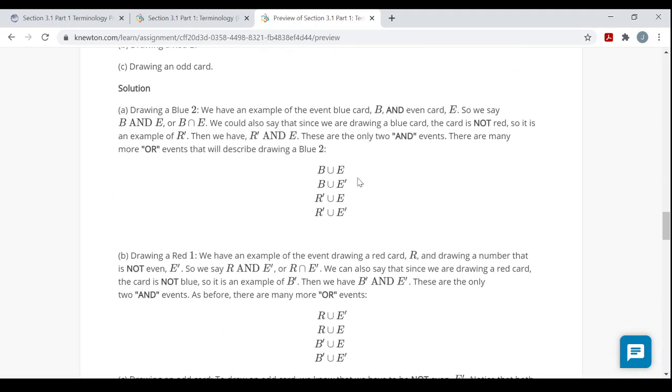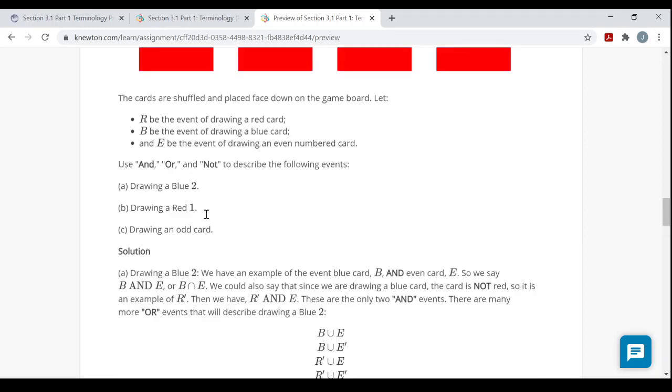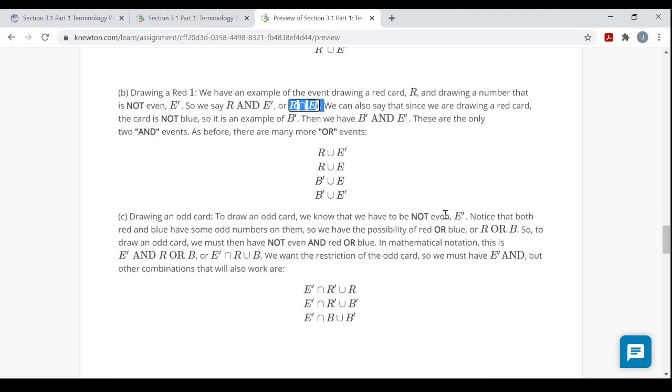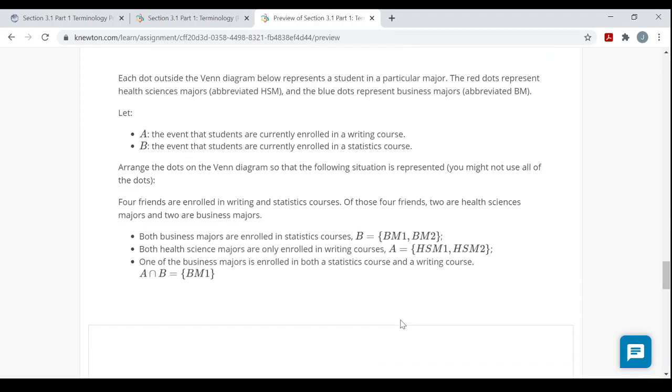Now again, there are multiple ways you can express the same thing, but blue and even, R and not E. So there it is, R and not E for part B. Part C, drawing an odd card is simply not E. That simple, just not E. They go through a whole thing where you can describe it in many other ways, but I'm not going to do all that. And here's another example.